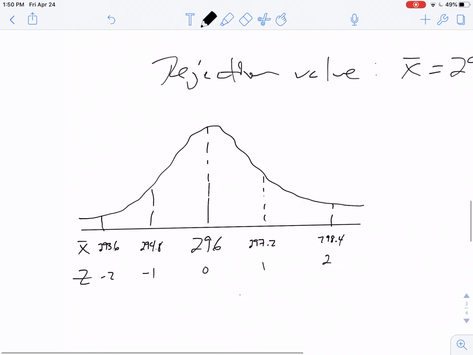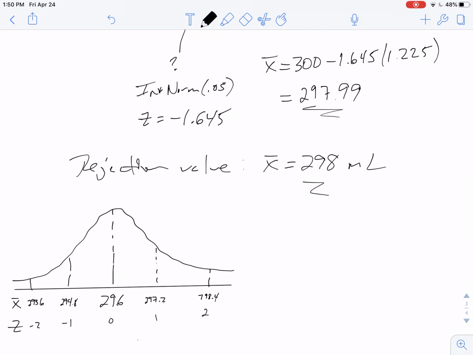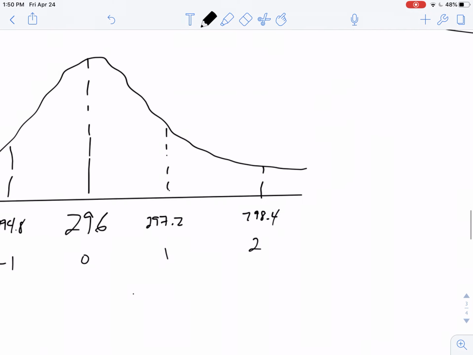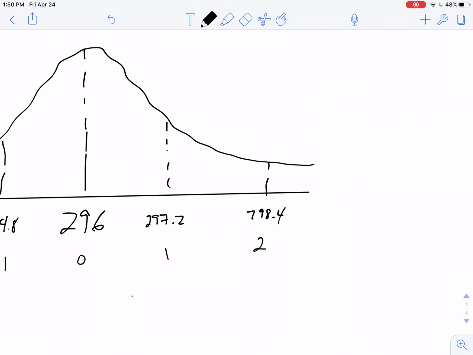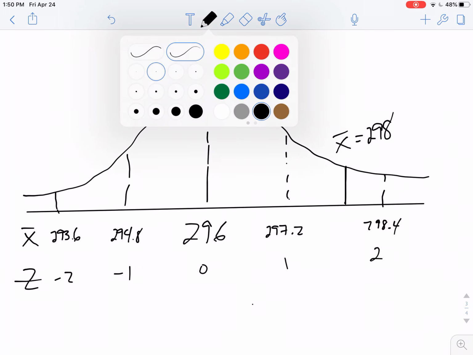Okay, now what I'm going to do is take that rejection value that I calculated here, the 298, and place that on my new picture. So 298 is going to be about here. Okay, so that's x bar equals 298. And then I'm going to split my picture into two different sides here.